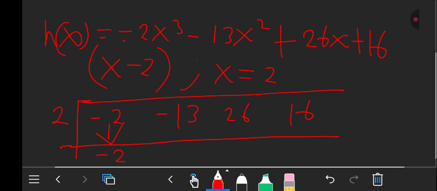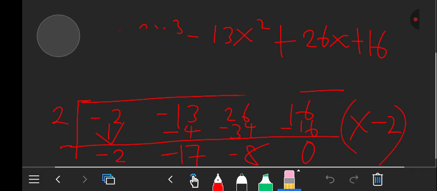Then you say 2 multiplied by negative 2, that is negative 4. Then you add negative 13 minus 4, that is negative 17. Then 2 multiplied by negative 17 is negative 34. If you add 26 minus 34, you get negative 8. Negative 8 multiplied by 2 is negative 16. 16 minus 16, you get 0. So that is the answer. Let me write x minus 2, the factor here.